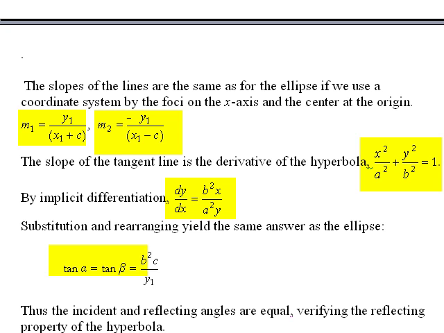Substitute, do considerable rearranging, and we get the same answers as for the ellipse. The tangent of alpha equals the tangent of beta, which is b squared times c over y1. Thus, again, the angle of incidence equals the angle of reflection. They are equal, verifying the reflecting property of the hyperbola.